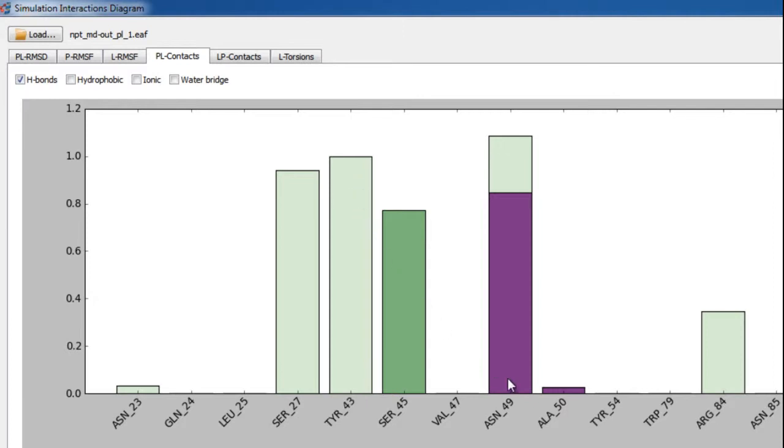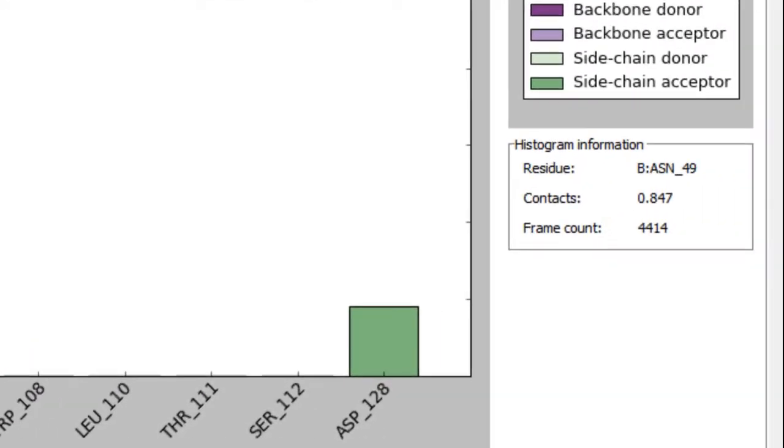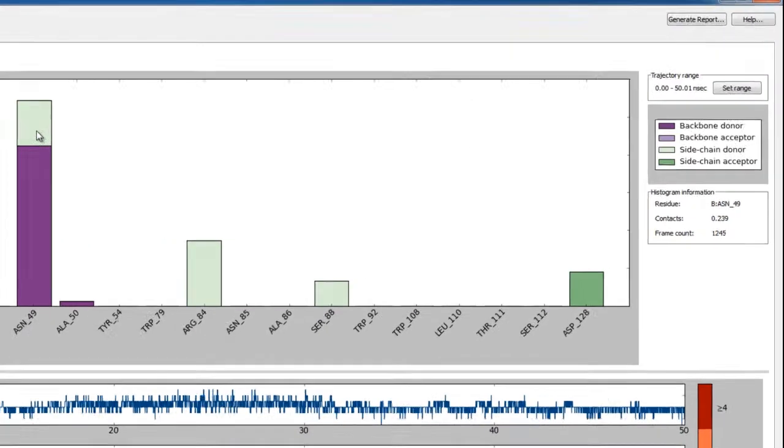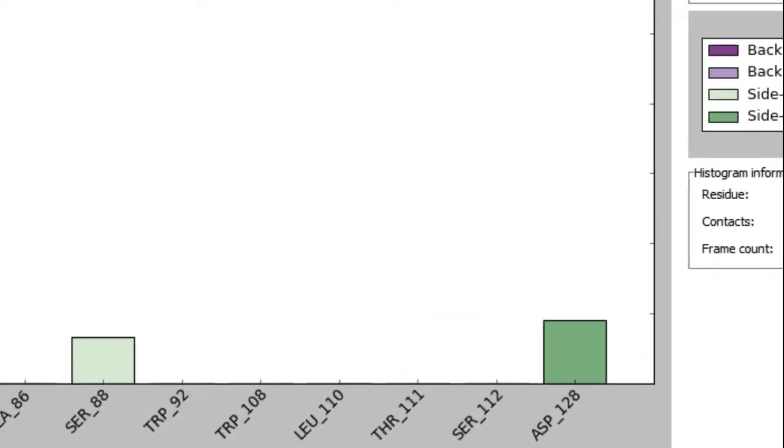Now for asparagine 49, we can see that it's making a hydrogen bond with the ligand more than 100% of the time. Now it's able to be more than 100% because asparagine 49 is making 2 types of hydrogen bonds during this period. It's acting as a backbone donor about 84.7% of the time, while also acting as a side chain donor about 23.9% of the time.